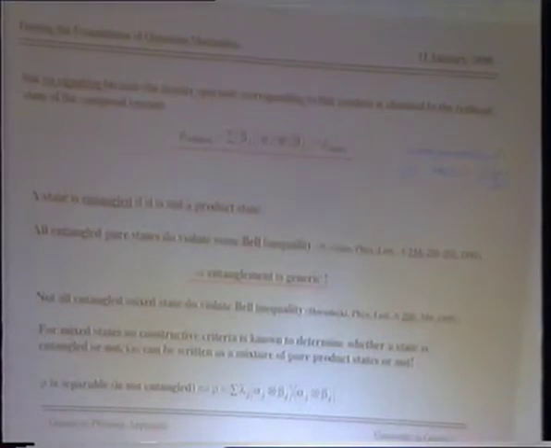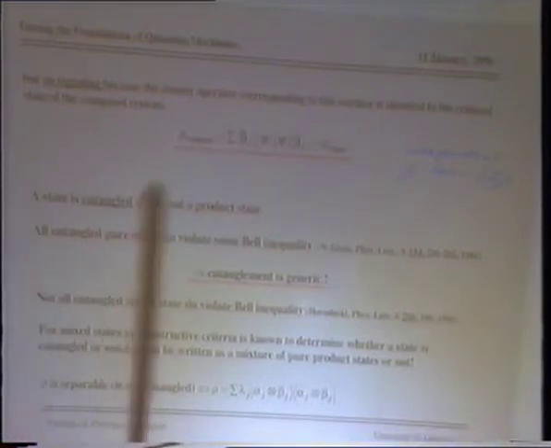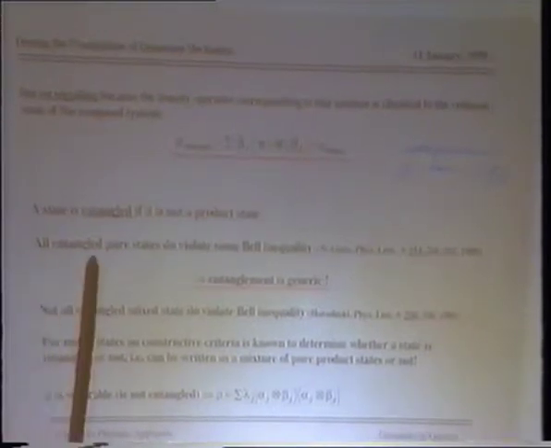I'm just coming to the Bell inequality, but I already introduced the word because of course all of you have already heard of it. One important thing is that entanglement is not something which is very rare. Entanglement is not the exception. Entanglement is the rule. An entangled state is anything which is not a product state. So entangled states happen with probability 1, or if you like, the set of product states is a set of measure 0. Moreover, all pure states do violate some Bell inequality.